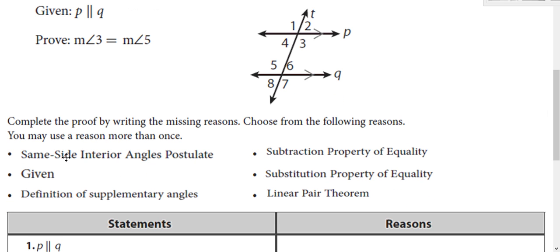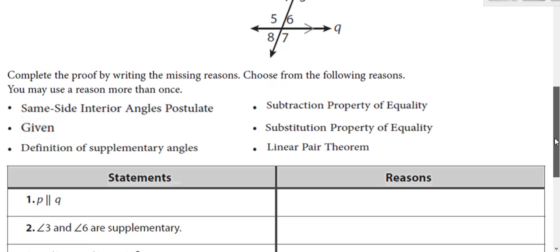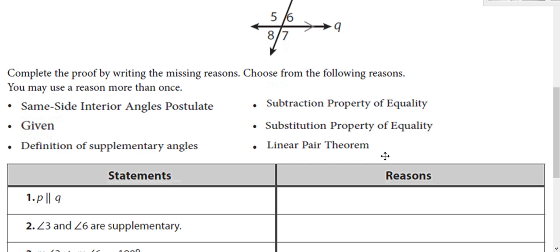So here's a list of a bunch of different postulates that we know already and properties. So you always start with what you are given. P is parallel to Q because it is given.